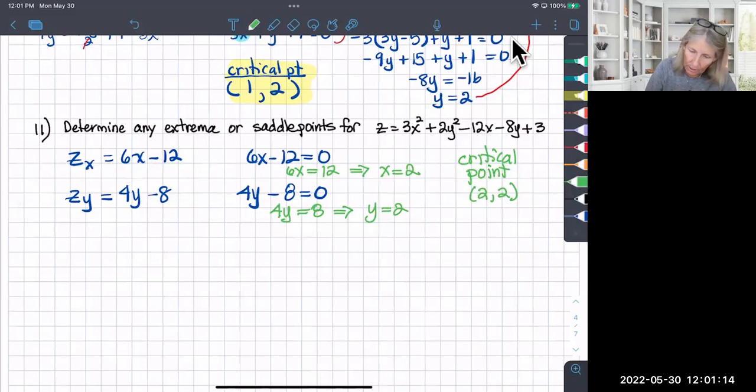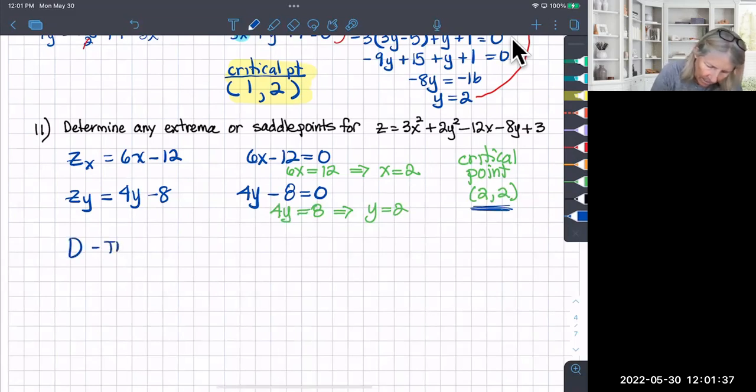Okay, so if you get your derivative with respect to x and y, set those equal to 0, then you should end up with a critical point right here of (2, 2). Now we're going to figure out, is that critical point a max, a min, or maybe a saddle point, or maybe we can't figure it out. So the only way to do that is the D test.